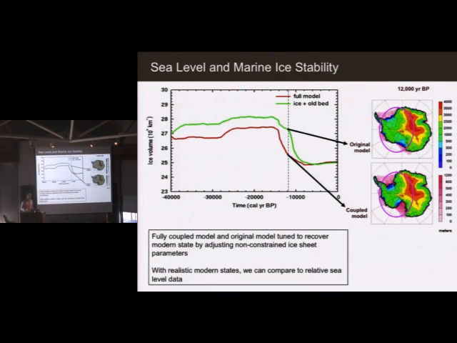This is a different experiment now. This is an experiment in which both the coupled model and the non-coupled model are both tuned independently to reach the same present-day condition, the modern, right? And so we're all the same here because you're tuned to be the same.